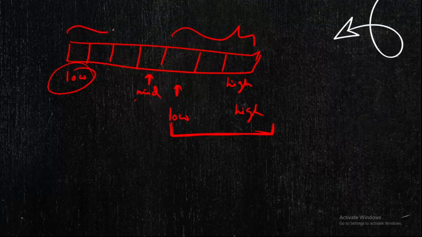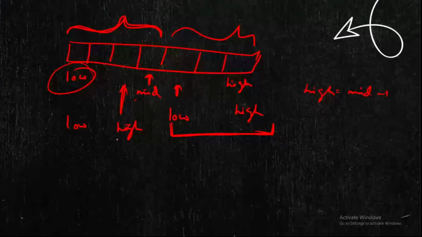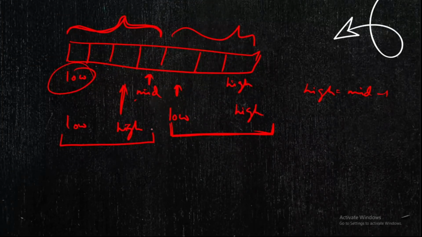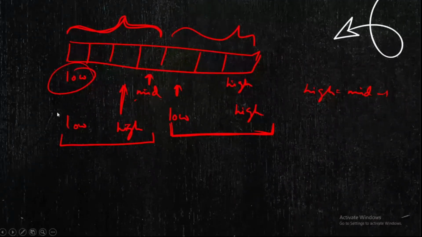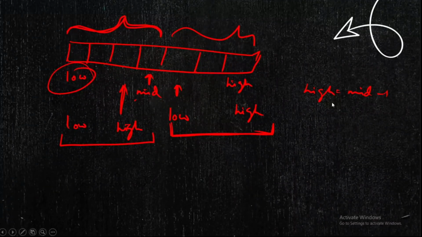And if we need to go to this part, the left part, then we're going to update the high, that is the ending index, to high is equal to mid minus 1. So the high becomes this one at the next iteration, and the low stays the same. So with each iteration, we take a decision whether to go to the left or to the right. And by this, we tell the program in which direction to flow. So this is the concept of binary search.